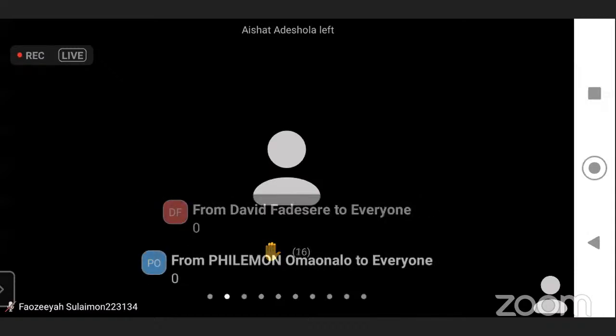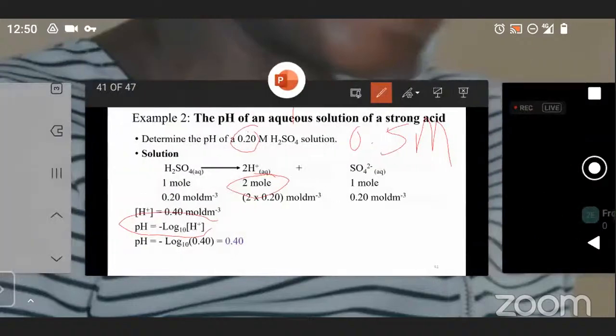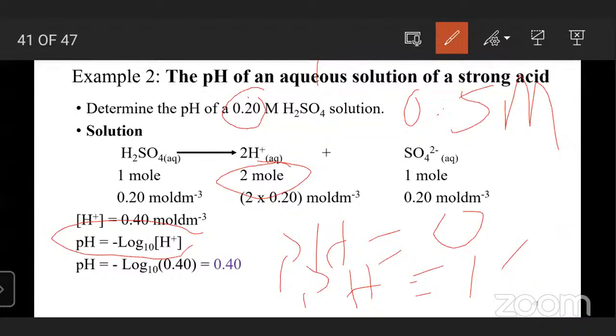Okay, let's go back to that slide. So for this, some of you got pH equals 0. Some of you got pH equals 1. Keep typing. We'll just take a poll of that. Those of you who got pH equals 0, how did you arrive at that? Those of you who got pH equals 1, how did you arrive at that? So let's say that maybe you just put 0.5 directly into this expression.